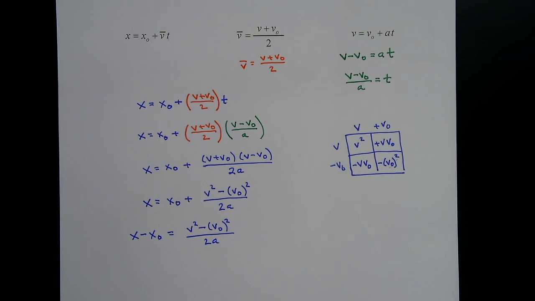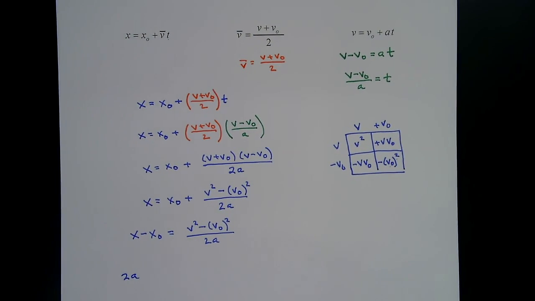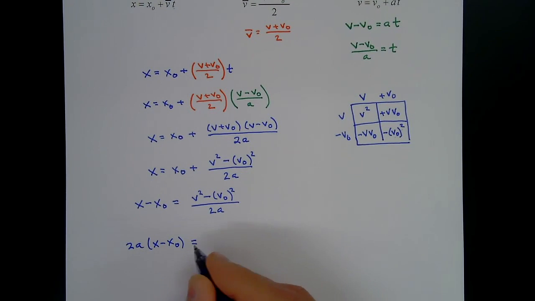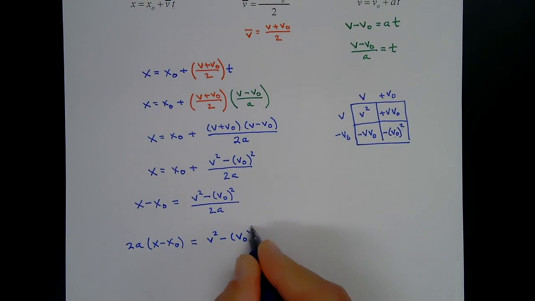And so I don't want any fractions in my equation, okay? So I am going to clear this denominator out by multiplying both sides by 2a. Now, to multiply this whole side by 2a, I'm going to have to put parentheses around this, okay? So this is going to be 2a times x minus x sub o is equal to, when I multiply this side by 2a, well, I'm dividing by 2a, and I'm also multiplying by 2a, so those are going to cancel, and I'm left with v squared minus v sub o squared.